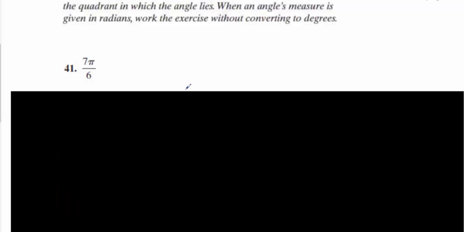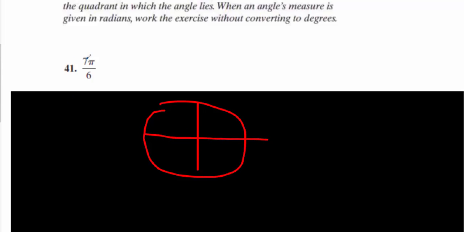Alright, so for this first problem, we're just looking to figure out what quadrant that is, and to do it without looking at your unit circle. So I can think about this: 7 over 6 is bigger than 1. So if it's bigger than 1 and less than 1.5, this is the way that I approach it.